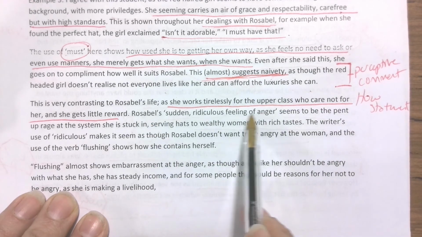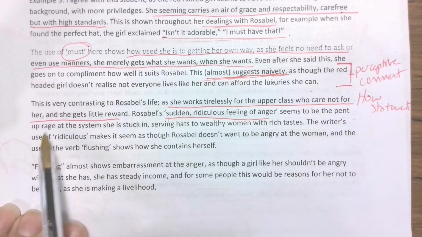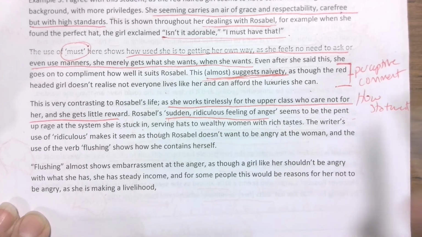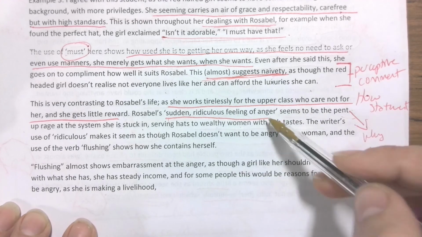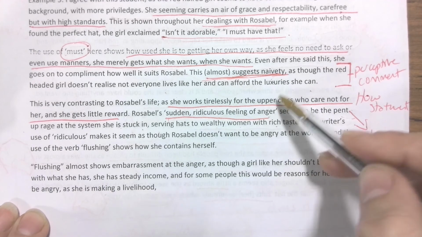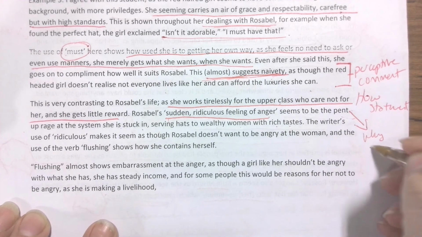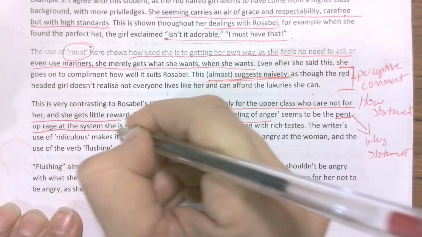"Rosabel's sudden ridiculous feeling of anger," there's our where, "seems to be the pent-up rage at the system she is stuck in, serving hats to wealthy women with rich tastes." Ooh, so there's our why statement. Why does that ridiculous feeling of anger show that she is upset at working tirelessly for the upper class? Well, because it's the pent-up rage at the system she's stuck in.